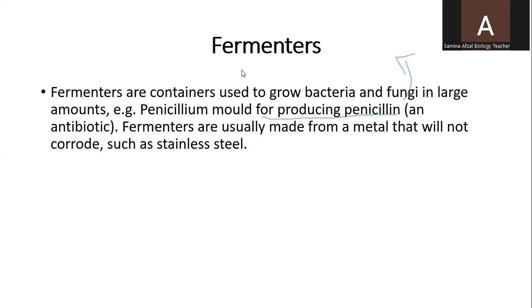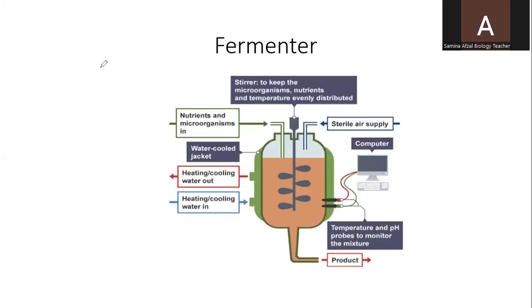Now in the next slide, you can see a large fermenter. We can discuss its different parts. First of all, the place from where the nutrients and microorganisms are added into the fermenter. This green arrow shows where the nutrients and microorganisms are added. Then the water cooled jacket is outside, to maintain the temperature, with heating and cooling water out.